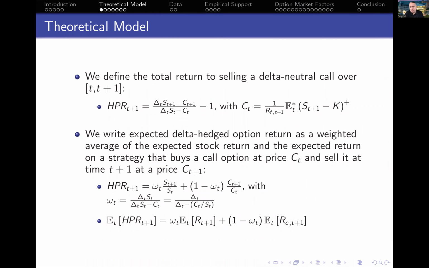But one of our innovations at the start of the model is that we define expected delta hedge option return as a weighted average of the expected stock return and the expected return on the call option. Or I should say the expected return on a strategy that buys a call option at T and sells it at time T-1. So with some algebra, you can get this expression, which defines the expected holding period return on a delta hedge option position as the weighted average of expected stock return and expected option return.